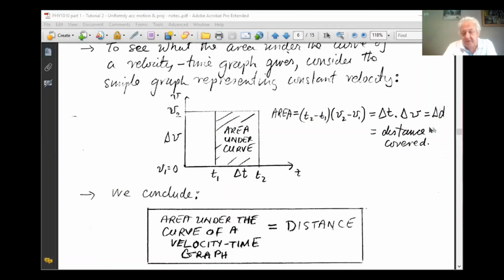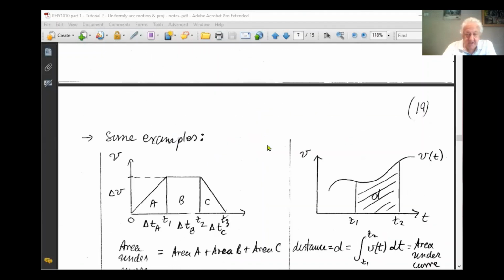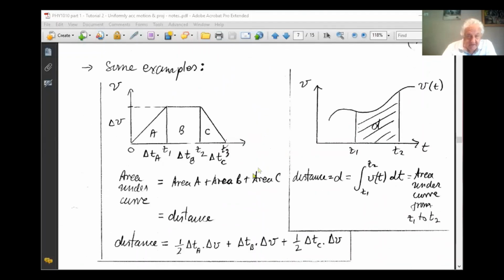This comes from the formula for velocity. Velocity equals distance over time. Time multiplied by velocity is equal to distance. So we conclude then that the area under the curve of a velocity time graph equals distance. Let me say that again. The area under the curve of a velocity time graph equals distance. So that's an important thing to remember. Some examples.